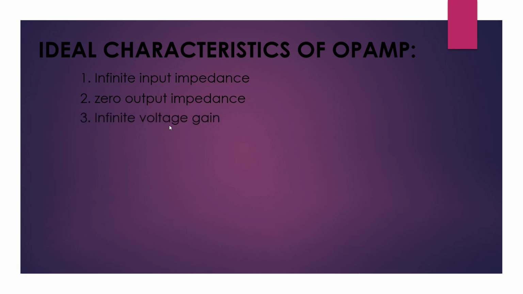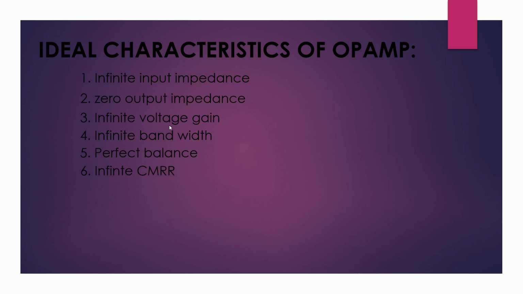Infinite voltage gain. When a signal is passed through an open loop, the voltage gain is infinity. Infinite bandwidth. This implies that an ideal op-amp can amplify signals of any frequency ranging from 0 to infinity. Next is perfect balance. It means when the same voltage is applied to both the input terminals, then the output generated will be 0.